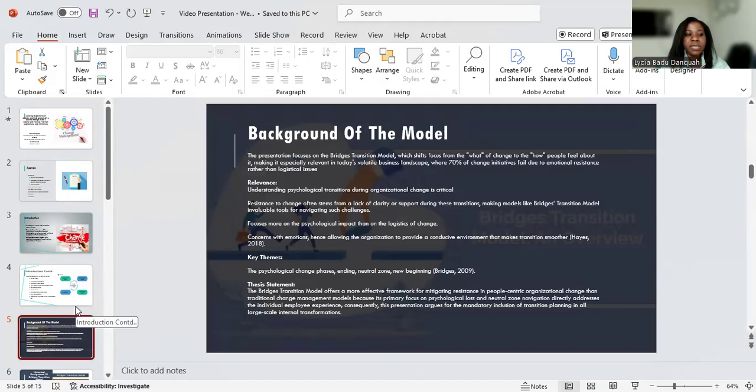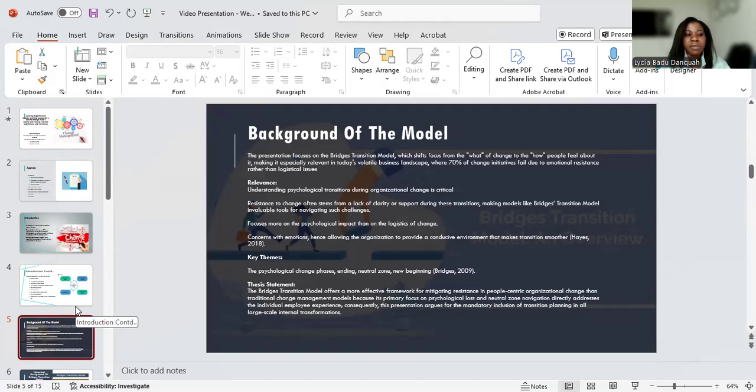Today, organizations are in a constant state of transformation. Whether through digitalization, restructuring, or ordinary leadership changes, it is imperative for us to look at how to go about every change that might be encountered by an organization. For our presentation, we are going to focus on the Bridges transition model, which shifts the focus from the what of the change to how the people feel about the change itself, making it particularly relevant in today's business landscape.